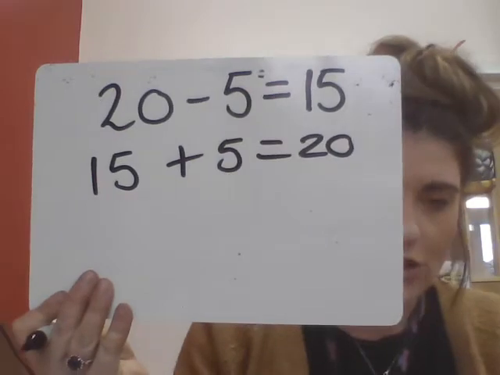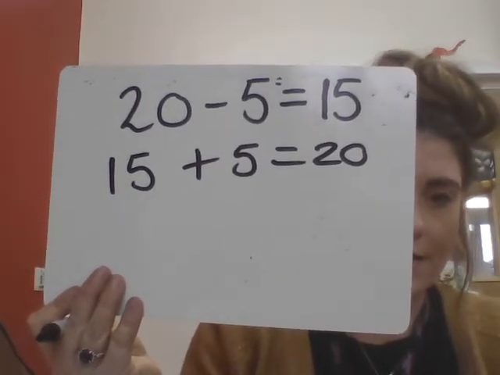Okay, so let's check. 15, 16, 17, 18, 19, 20. It does. So I use the addition number sentence to check that my subtraction was correct. Okay. Right, so hope you're getting okay with that, Year Two.